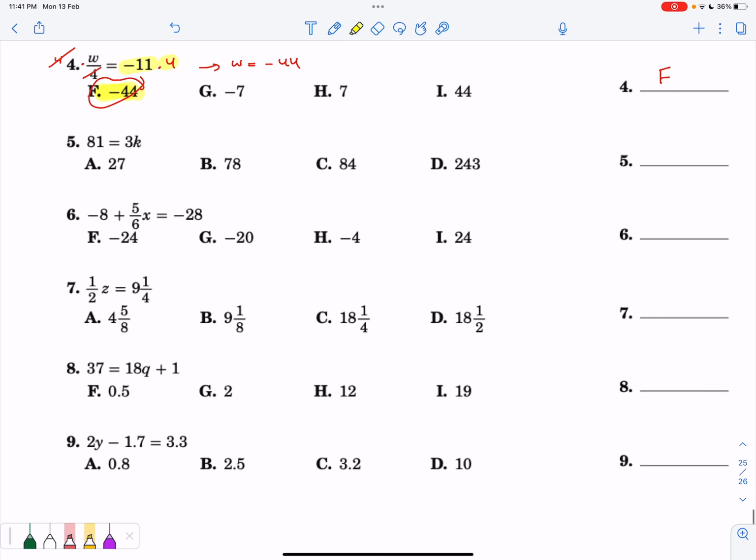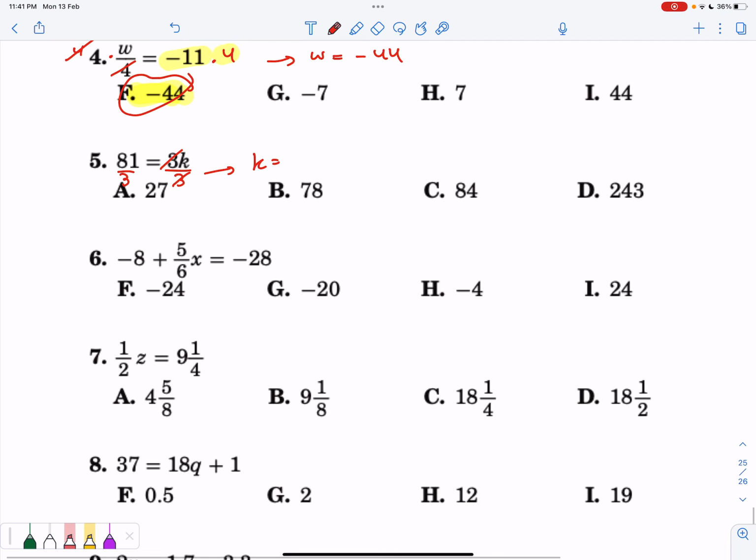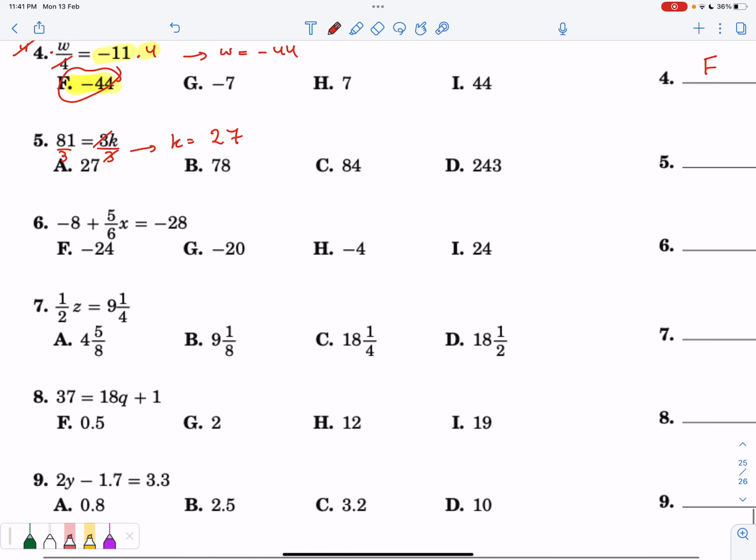Okay, then number 5. Now we have 81 is equal to 3k. To solve that, we have the number multiplied by the variable. So I need to do the inverse operation and divide. So I will divide both sides by 3. I will get k is equal. Now 81 divided by 3, that would equal, I guess, 27. Yes. So 27 is A.